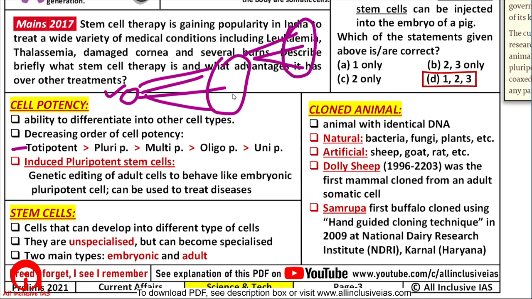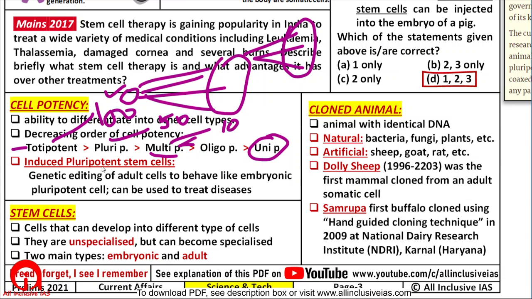Okay, then from pluripotent came multipotent cells. They can also differentiate into different types of cells, but a lesser number of cells. For example, a totipotent cell can differentiate into, let us say, 100 types of cells. Pluripotent can differentiate only into 50 types of cells. Multipotent can differentiate into only 10 types of cells, like this. Unipotent cells cannot differentiate into other cell types.